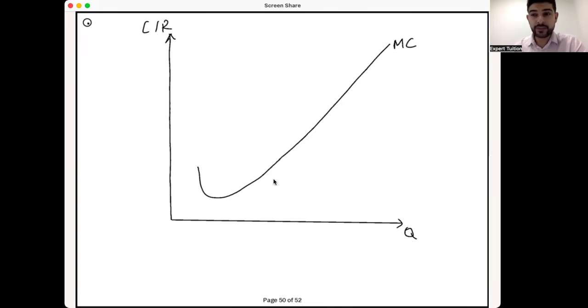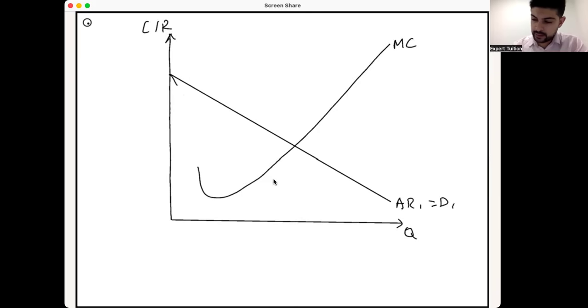And now because I know I'm going to shift out AR and MR, I'm not going to start too high up on the Y-axis. I'm going to start somewhere over here. And that's going to be AR1 equals D1. And this is going to be MR1. Right, profit maximization occurs where MC equals MR. We're here. The price, therefore, is up here.